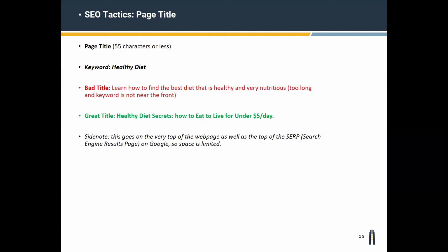Great optimization, the keyword is in the front, and I think the secret is very well written: how to eat to live under $5. So again, side note, this goes on the top of every web page as well as the top of the search engine results on Google. So space is limited. So in that limited space, make sure you have your keyword and make sure it's catchy and punchy.